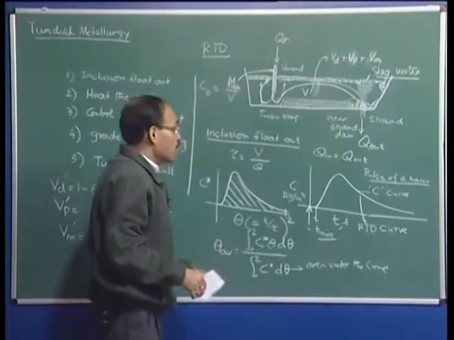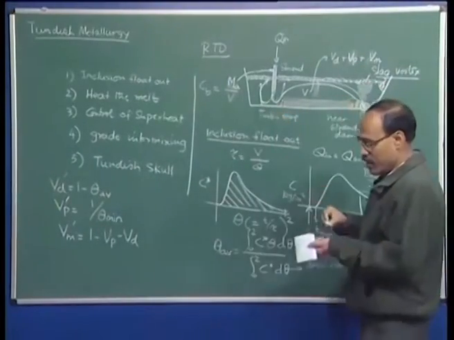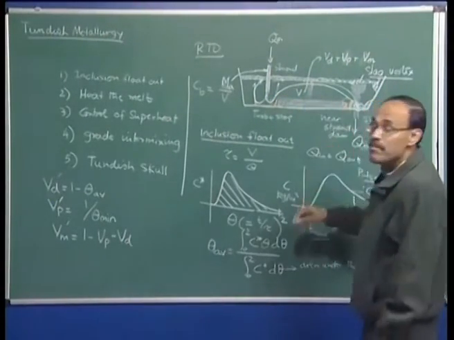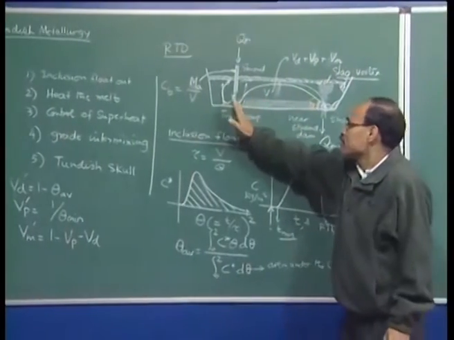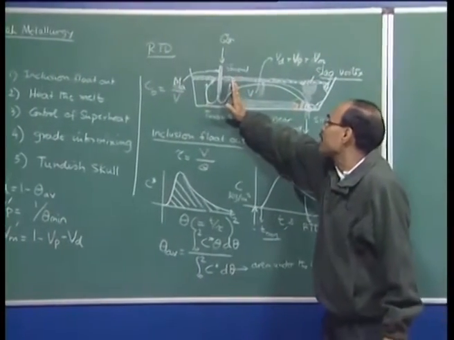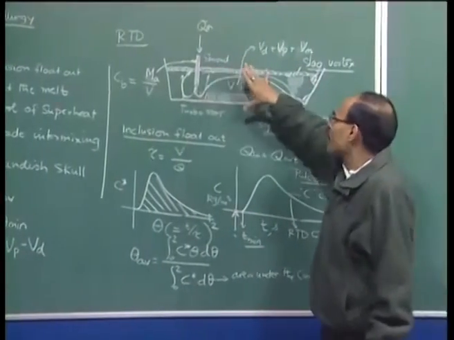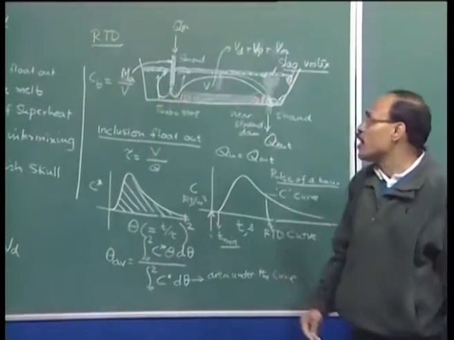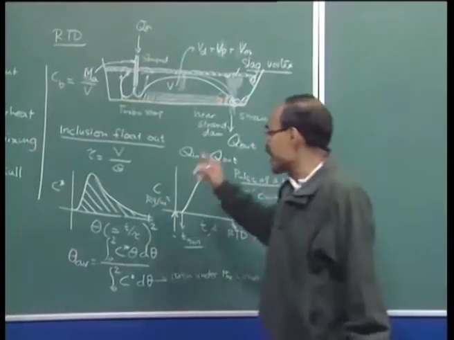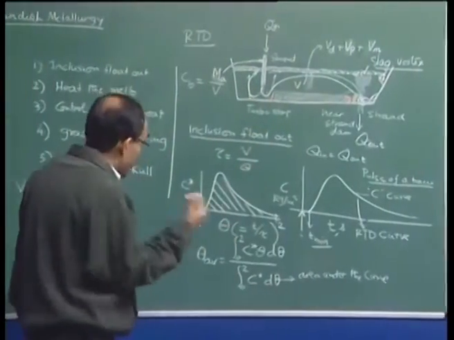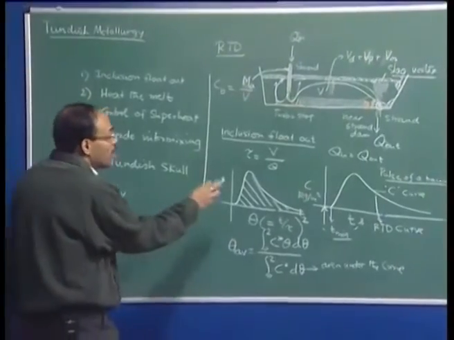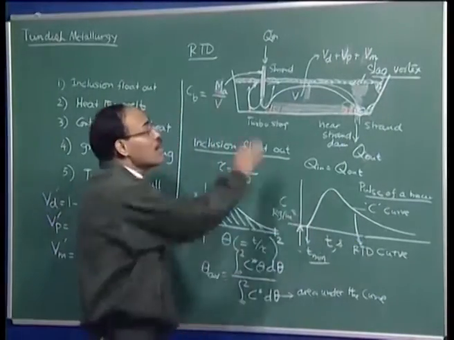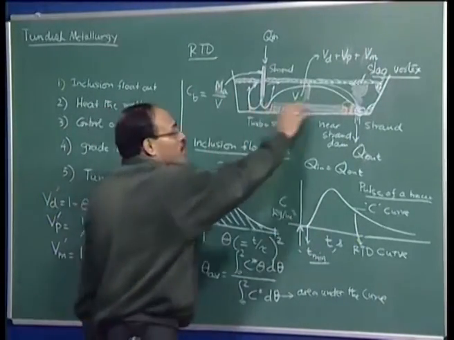A tundish may have different kinds of furniture, maybe a turbostop, maybe a near-stand dam, or in other tundishes not a turbostop or near-stand dam, but a dam and a weir here. I may have a different flow rate, a different bath depth, a different geometry of the tundish altogether. There can be a lot of variations depending on the plant, and therefore depending on its characteristics, we are going to have a different sort of curve. This curve is not a universal curve.